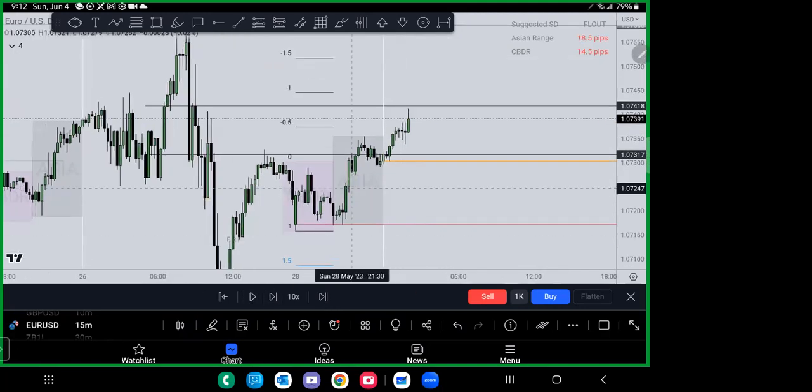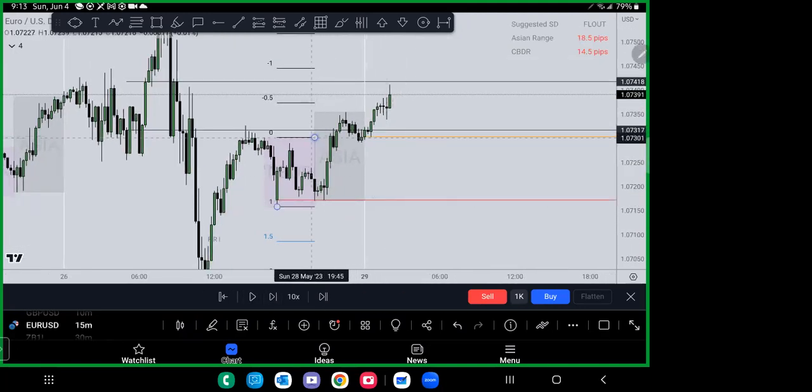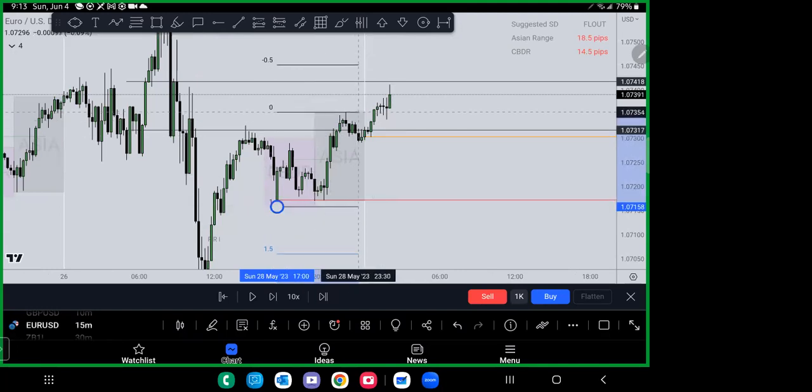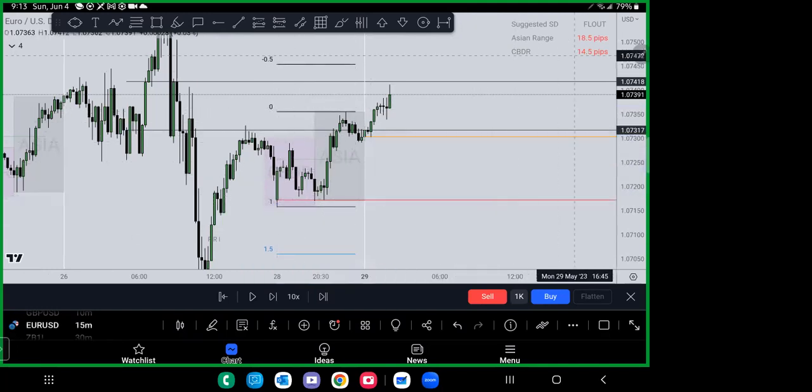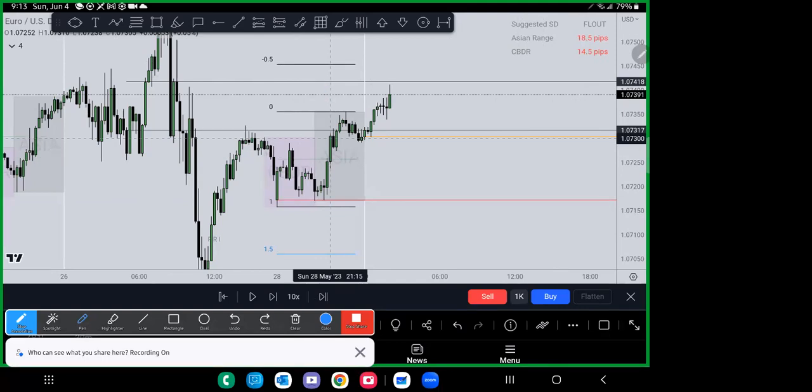All right, so on this day, we would have to use flout. The reason we'd have to use flout is because the central bank range is borderline, so we're probably still going to use it. But for the central bank dealers range to use those standard deviations, it needs to be at least 15 pips. The Asian range needs to be at least 20 pips, no more than 40.